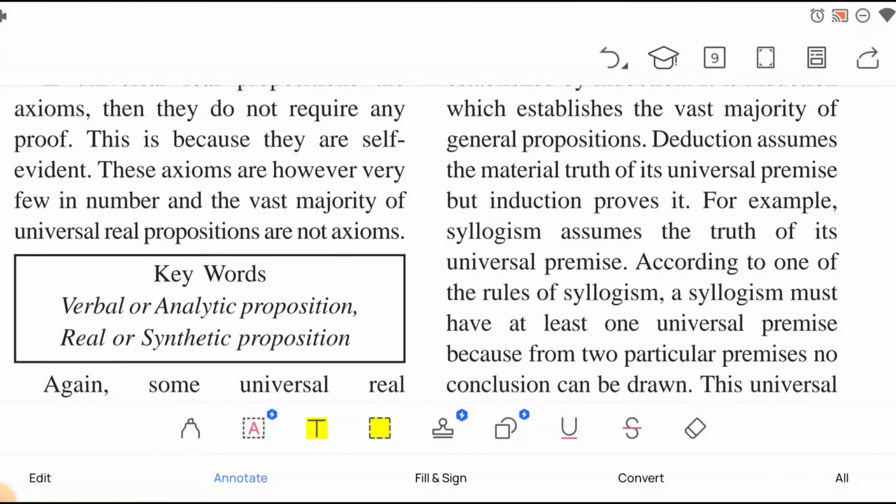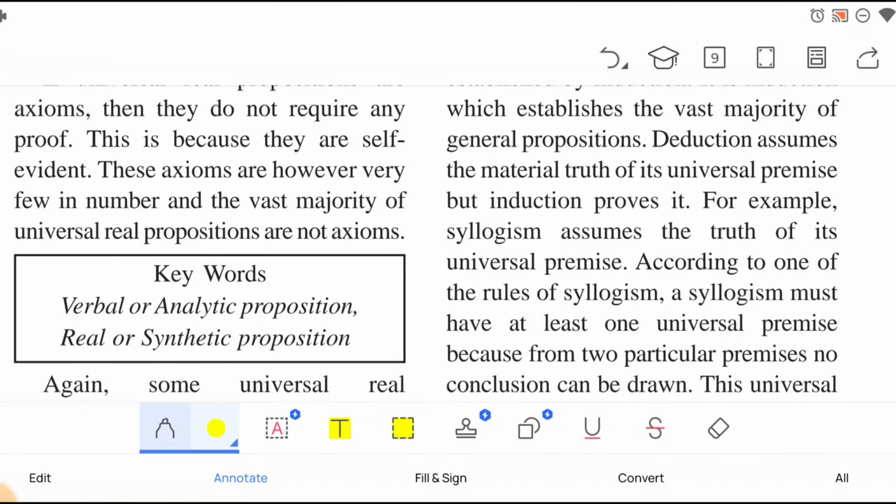And always remember, in case of deduction, it always assumes the premise as the truth. Deduction never tries to prove it, but in case of induction, it proves it, because it needs to give us a conclusion which is universal, which is real in nature. So to get a real truth, induction always tries to prove it.